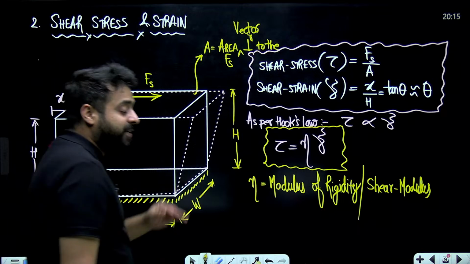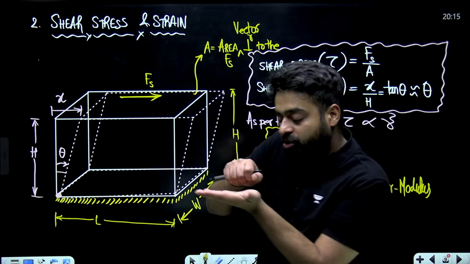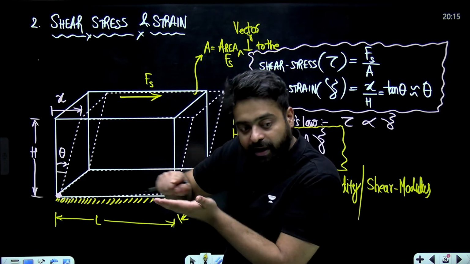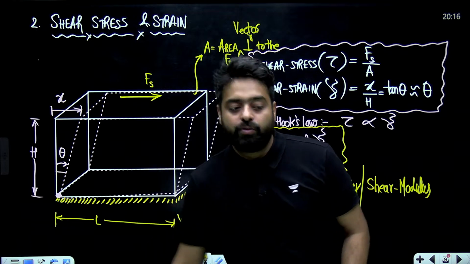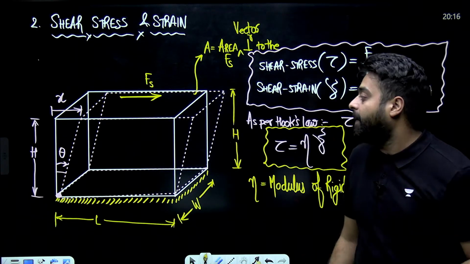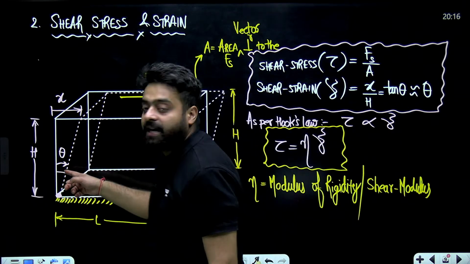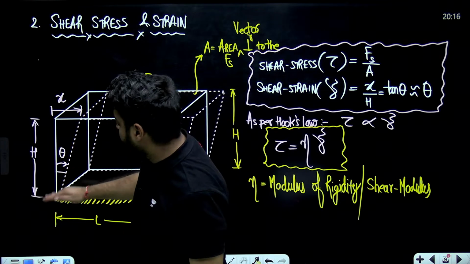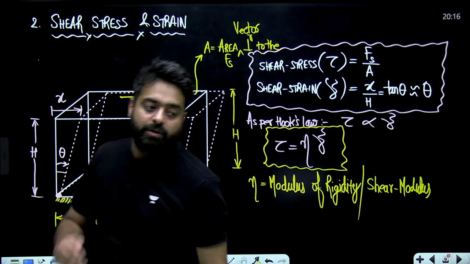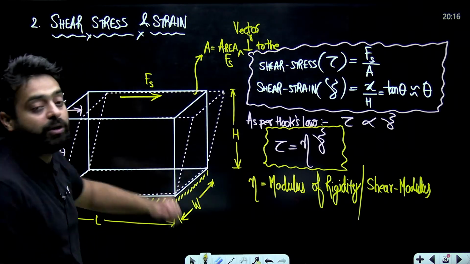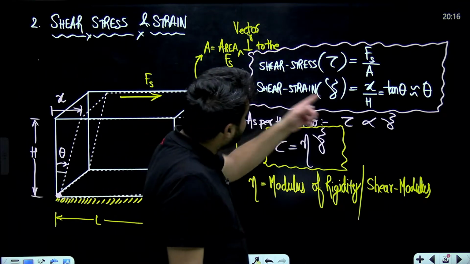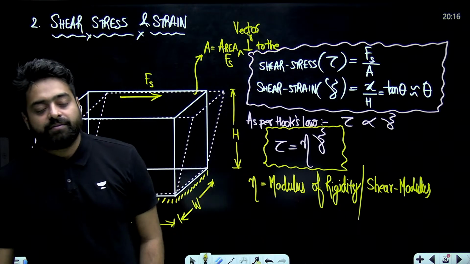Every page of that book, if you try to shear every page of the book, it actually shears by some other value. The only common parameter is this theta, which is the same for every level or every layer of the book. That's why this theta is very important. That's why this theta becomes shear strain.